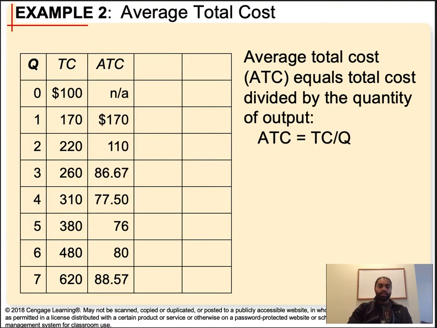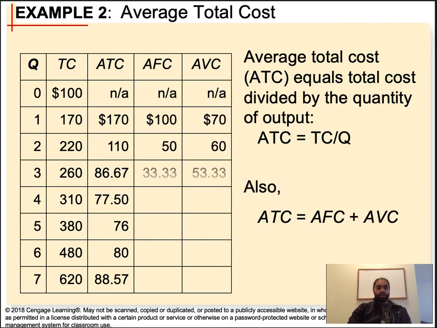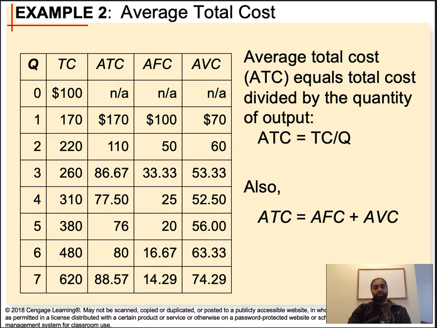Now, average total cost, again, the formula for this is total cost divided by Q. Also, it can be average fixed cost plus average variable cost. Now you would just fill this out, and again, you would plot this. So if I were to say the most important curves to know is marginal cost, average total cost, and average variable cost.